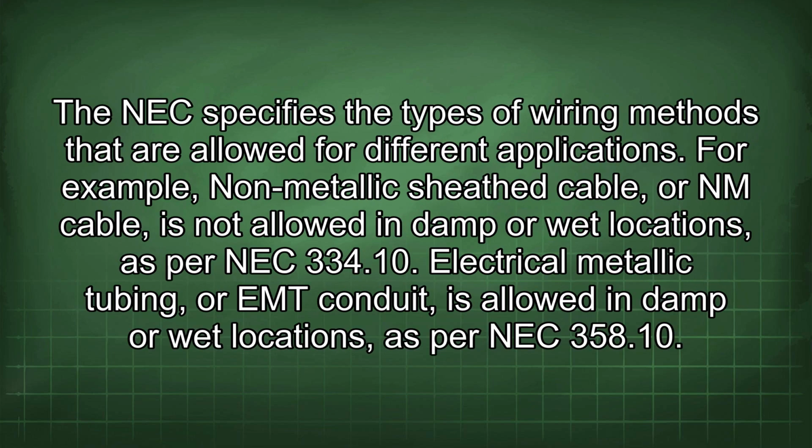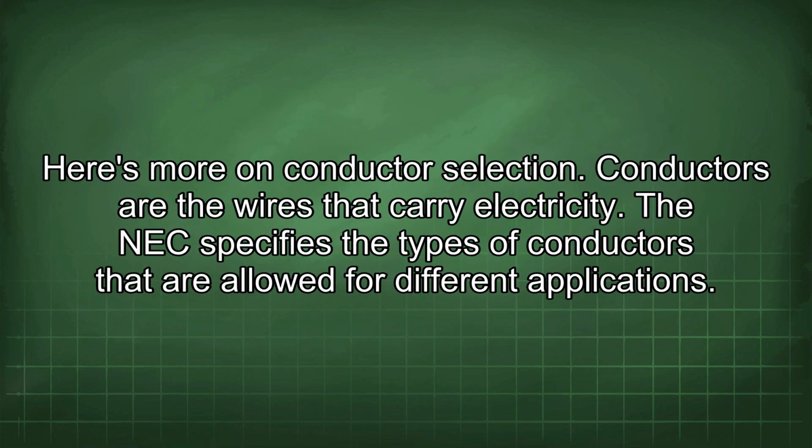The NEC specifies the types of wiring methods that are allowed for different applications. For example, non-metallic sheath cable, or NM cable, is not allowed in damp or wet locations as per NEC 334.10. Electrical metallic tubing, or EMT conduit, is allowed in damp or wet locations as per NEC 358.10. Here's more on conductor selection.